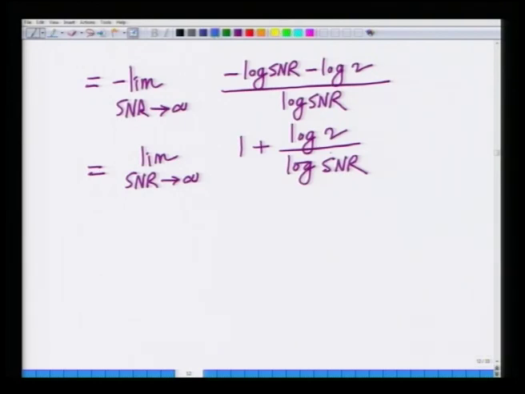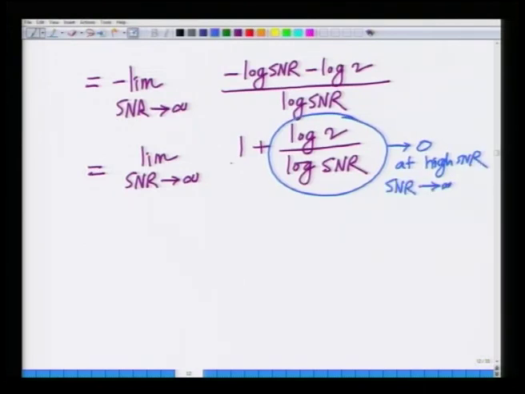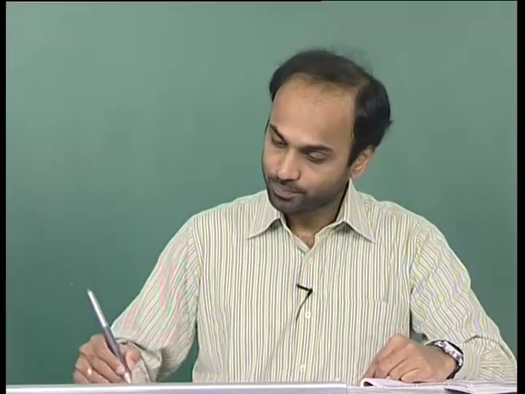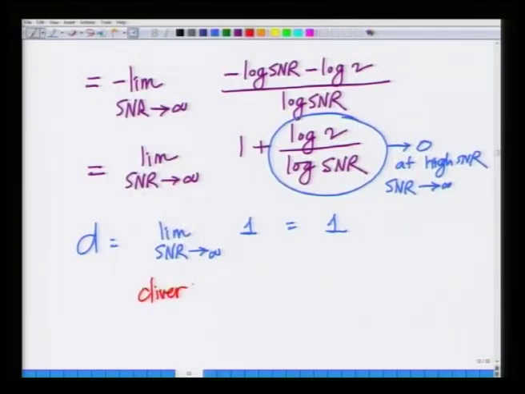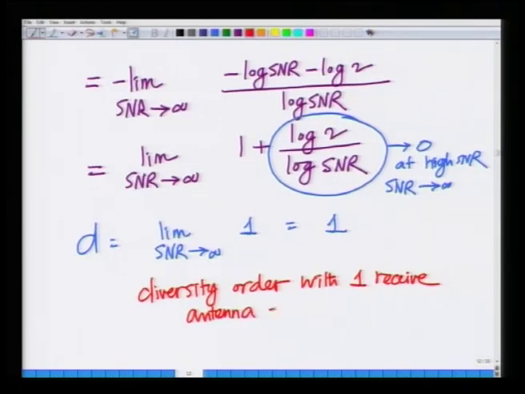Now look at this: log of 2 is a constant, and as SNR tends to infinity, log of SNR also tends to infinity. Hence log of 2 over log of SNR tends to 0 at high SNR. So the diversity order D is the limit of 1, which equals 1. So the diversity order of a wireless communication system with one receive antenna is 1. Let me write this down clearly: diversity order with one receive antenna equals 1.